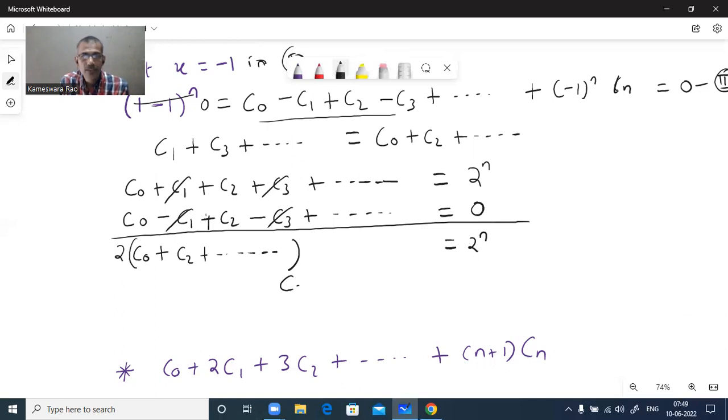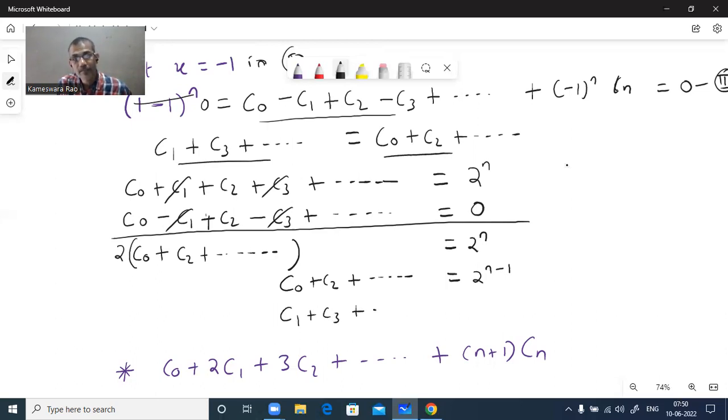Then what happens to C0, C2 and C4 and so on? The sum of the even power binomial coefficients will become 2 power n. If you send the 2 to this side and divide, 2 power n divided by 2 is nothing but 2 power n minus 1. Similarly, you have already shown that the sum of this series and the sum of this series are equal, so the odd power coefficients will also be 2 power n minus 1 only.